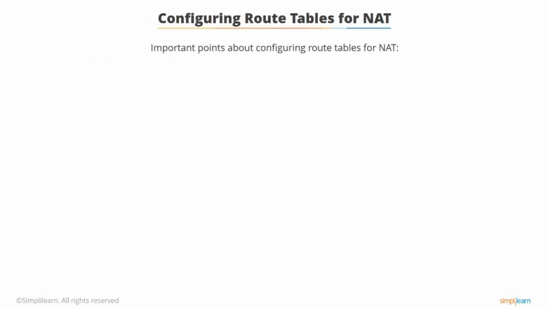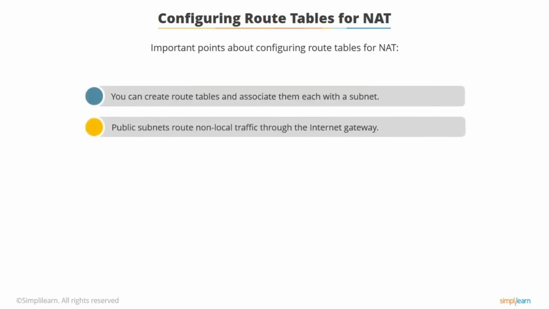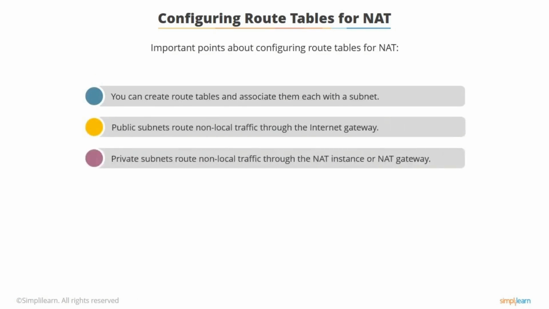While configuring route tables for NAT, you have to keep in mind a few points. You can create route tables and associate them each with a subnet. Public subnets route non-local traffic through the Internet gateway. Private subnets route non-local traffic through the NAT instance or NAT gateway.